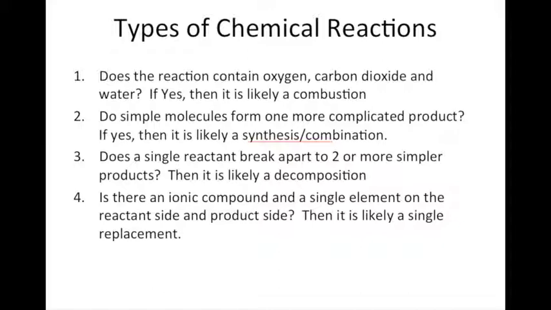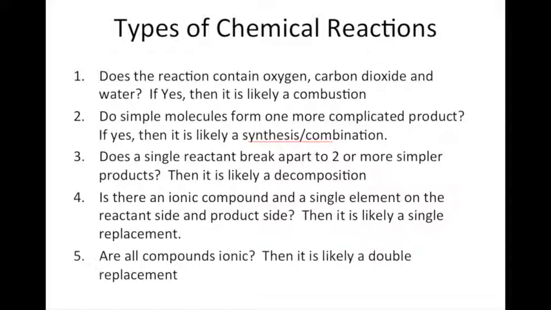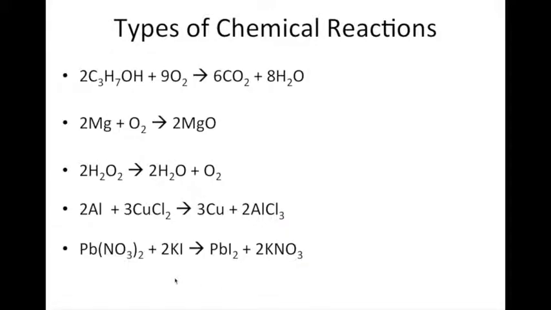Is there an ionic compound and a single element on the reactant and product side? Then it's likely a single replacement. And finally, are all the compounds ionic compounds on the reactant and product side? If so, that's a hallmark of a double replacement reaction. Let's practice a few. Take a look at these balanced chemical equations and try to classify them as one of the 5 types of reactions that we discussed. Pause the video and give it a try.